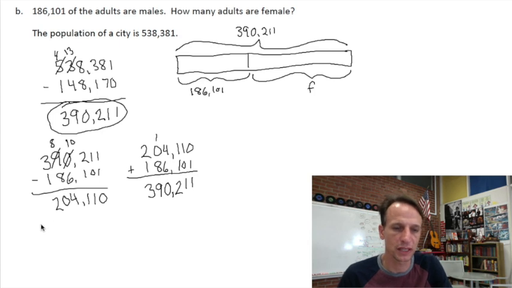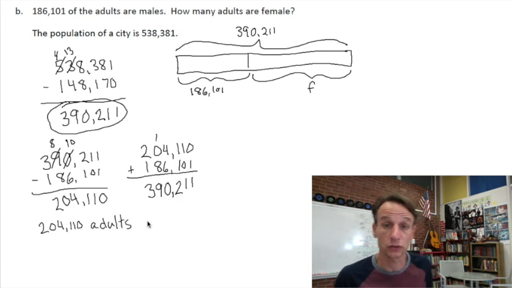204,110 females. So we can say 204,110 adults are female. This is our statement. Actually answering the question is always good, right?